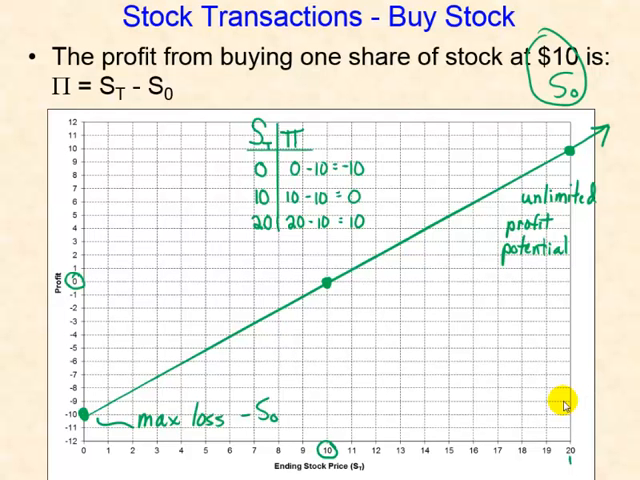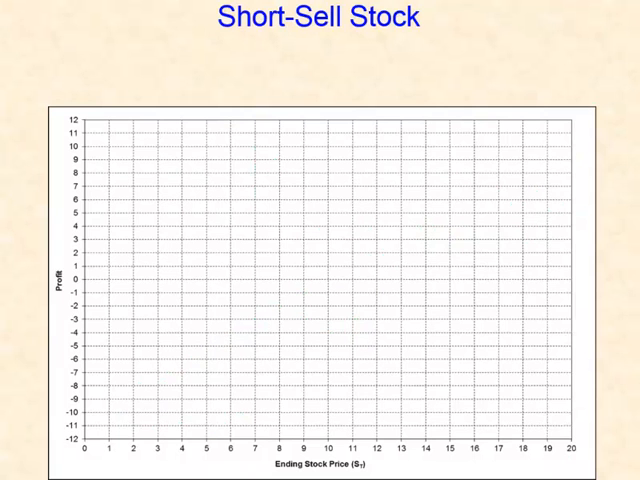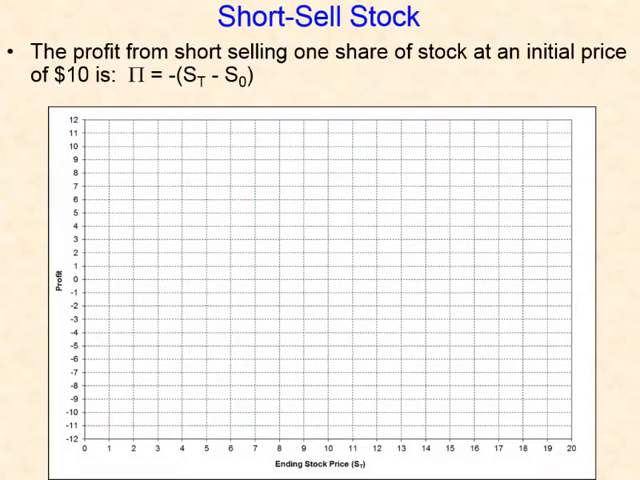Next, we'll examine the profit diagram for short selling a share of stock. The profit from short selling one share of stock at an initial price of $10 is minus. Recall that we said if the quantity is negative, it indicates we're short selling. So I put a quantity of -1 out in front here to indicate we're short selling one share of stock.